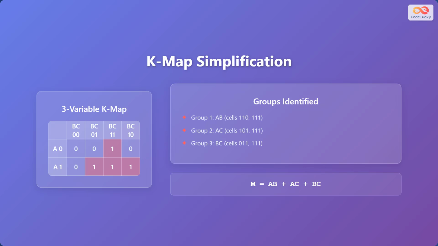Let's simplify our Boolean expression using a Karnaugh map, or K-map. This is a 3-variable K-map. From this, the groups identified are Group 1 AB, Group 2 AC, and Group 3 BC. So the final expression becomes M equals AB plus AC plus BC.